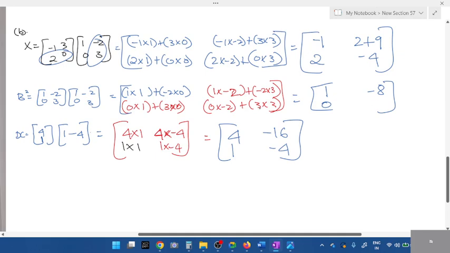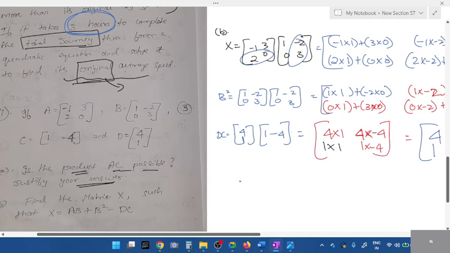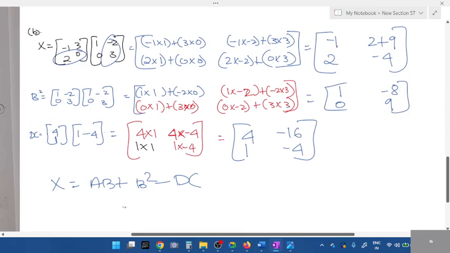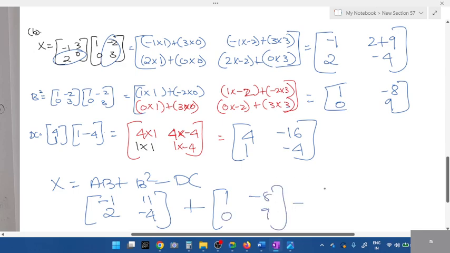Next, 0 into minus 2 is 0. 3 threes. How is it? 3 threes are 9. These are the values. The final statement: X value is equal to AB plus B square minus DC. So take the first one. Minus 1, 2. 2 plus 9 is 11 minus 4. Plus B square is 1, 0 minus 8, 9. Minus D into C is 4, 1 minus 16 minus 4.